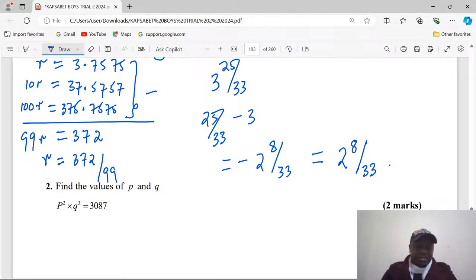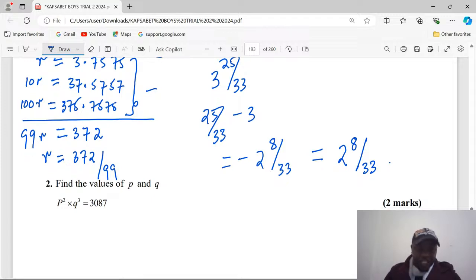There is the second question now on factorization. Find the values of P and Q if P squared multiplied by Q cubed is equivalent to 3087. This means we are going to factorize 3087 with an objective of getting two prime factors, such that when those two prime factors are expressed as powers of 2 and 3, then we can know the values of P and Q.